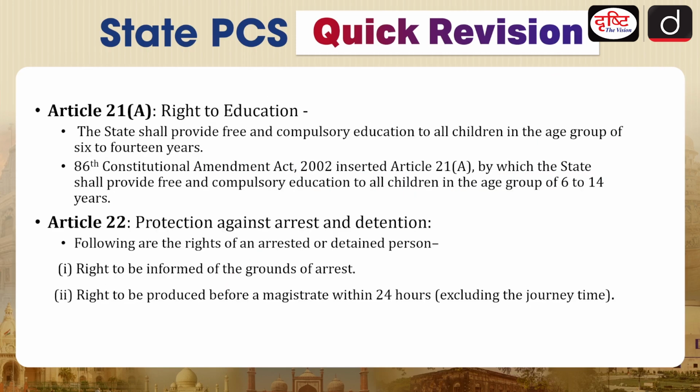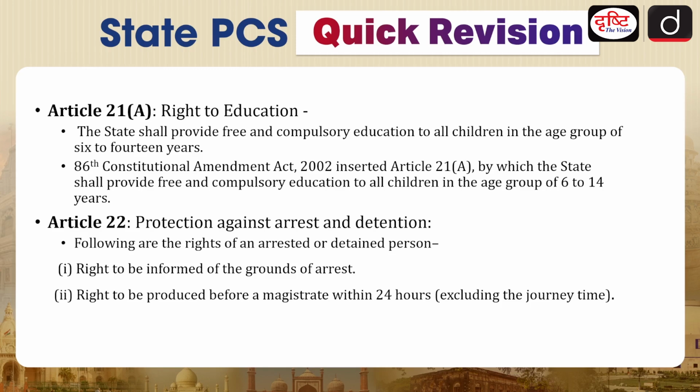Now moving further, Article 21A talks about the right to education. It was the 86th Constitution Amendment Act in 2002 which came up with this right. It says that the state shall provide free and compulsory education to all children in the age group of 6 to 14 years. Earlier it was in the DPSPs, now it has been made a fundamental right.